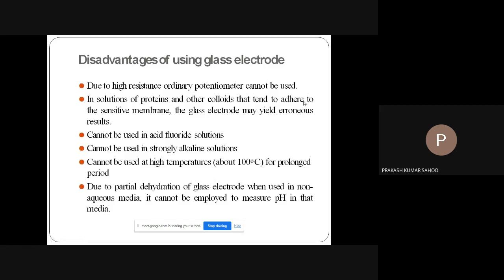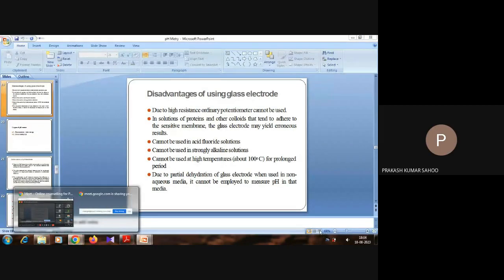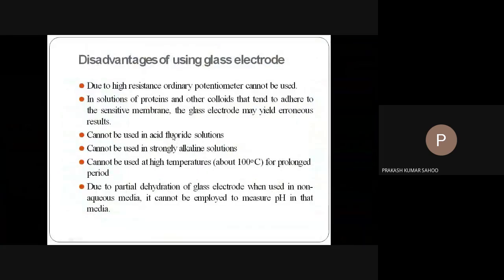The glass electrode may yield erroneous results and cannot be used in acid fluoride solution, because in acid fluoride there will be H plus ion and F minus ion, and the F minus ion has more reactivity, which may interfere in the measurement of the pH and voltage. That's why in acidic fluoride solution, this method cannot be used.